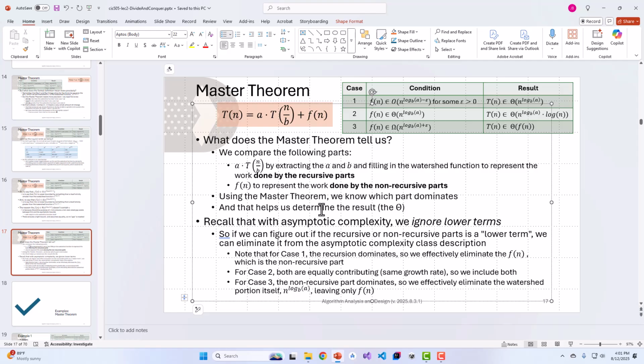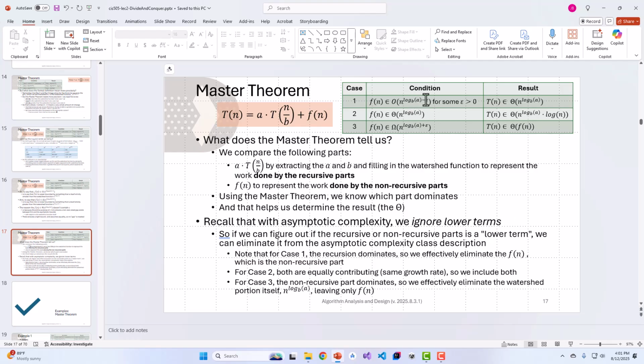Using the Master Theorem, we know which part dominates, and that helps us to determine the result, the theta, which is over here. This is what we actually want, not just the f of n part, because that's what we were comparing here. We want to know this full T of n, since it has recursive parts. How do we know what its overall time complexity is, what order it falls into? So what's the big theta? All right, so we figure out if the recursive or non-recursive is the lower term, and then we can eliminate that, like I said earlier.